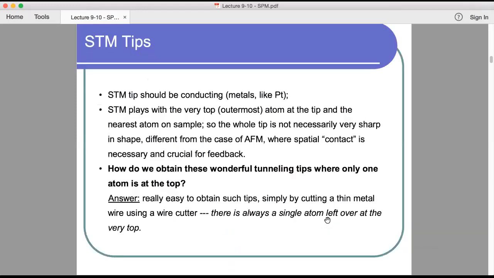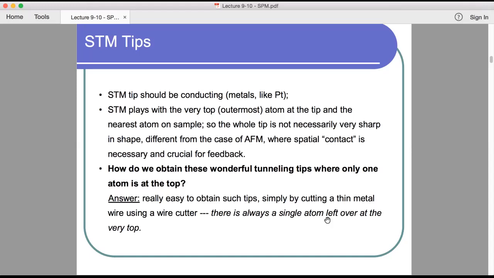Right. So here the STM sample should be conducting because we measure the current tunneling from tip to the sample or from sample to the tip. Definitely both the sample and the tip should support current conduction. Therefore, the SPM tip as well as the sample should be conducting. And STM plays with the very top atom at the tip and the nearest atom on the sample. So the whole tip is not necessarily very sharp in shape.